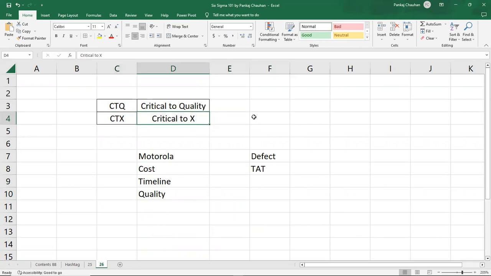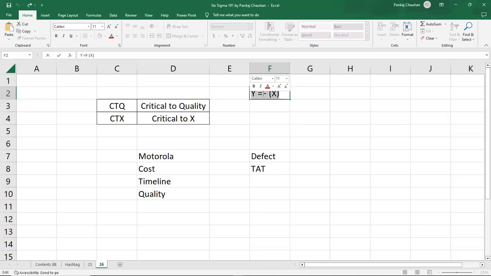So what is the CTX? You remember there is a transfer equation which I explained in my last session: Y is equal to f of x. So this x variable has a direct impact on your y variable. In case you are trying to improve your y variable, what should be the best settings of your x variable, which has a direct or statistically proven relationship with the y variable? That is called your CTQ.